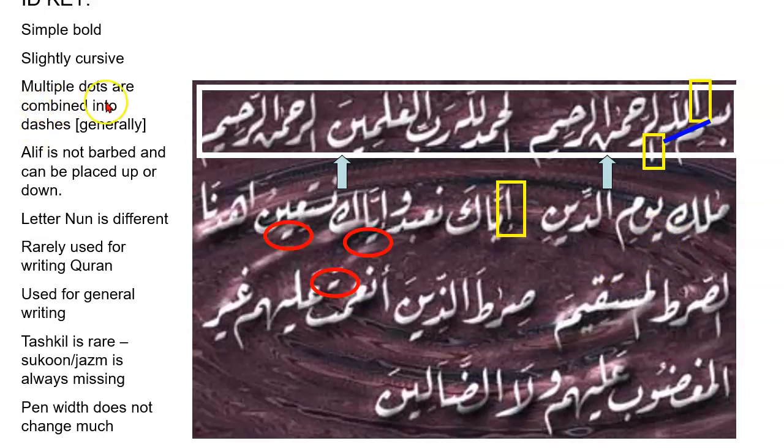Multiple dots are combined into dashes. And I will show you here. It's Alhamdulillah Rabbil Alameen. That's a ya, two dots are just combined. Rahim, two dots are like a dash. It rarely uses tashkil, or fatha, damma, kasra. Rarely, it's only for Quran. Obviously, they would use that, but in general writing, they won't have this fatha, damma, kasra.